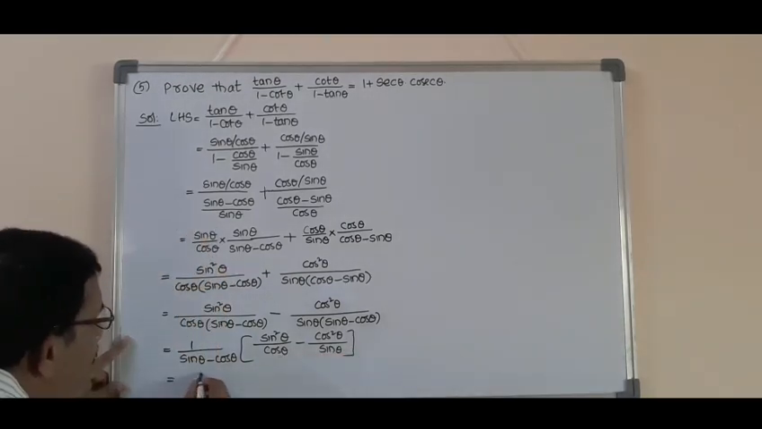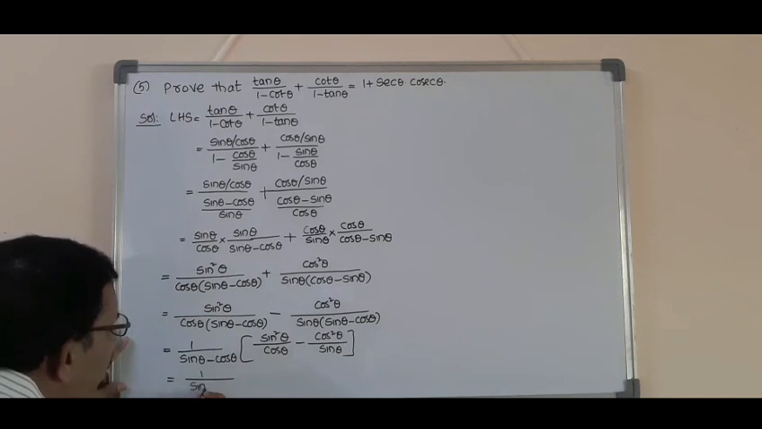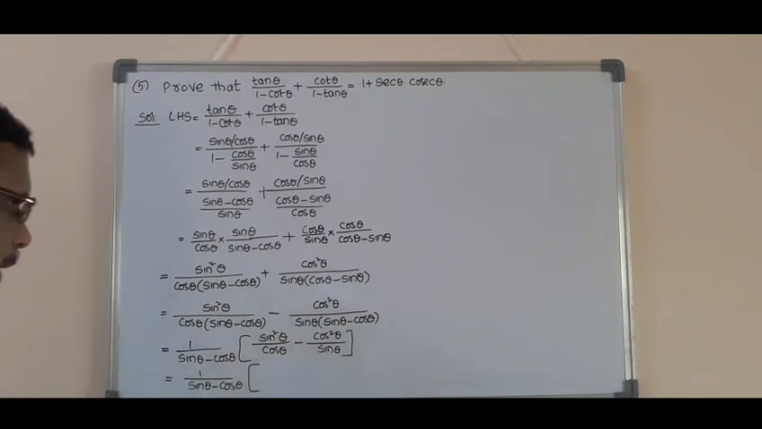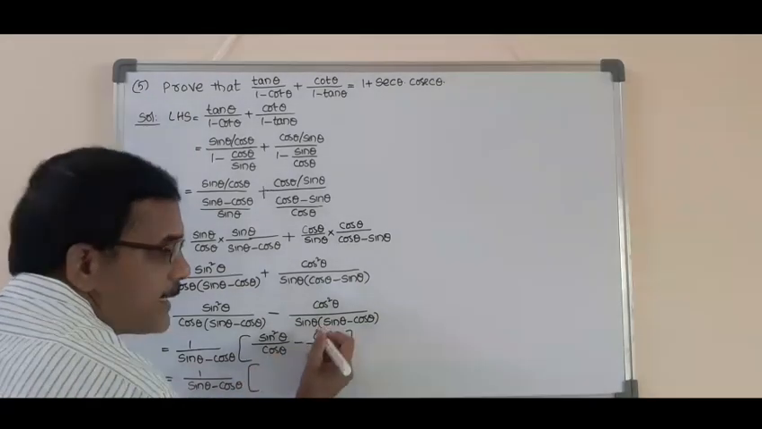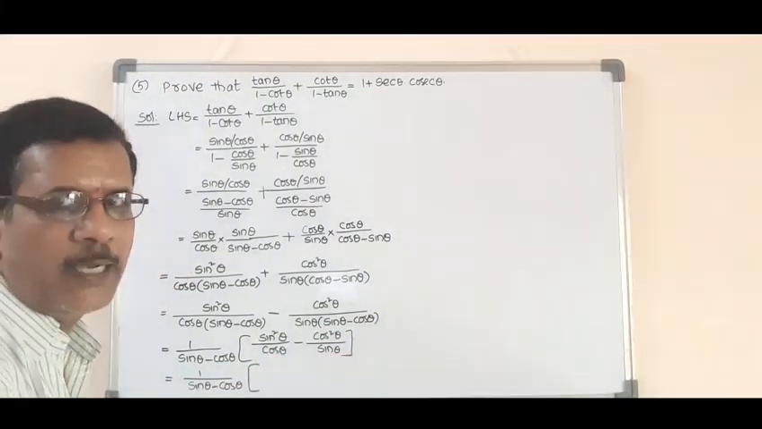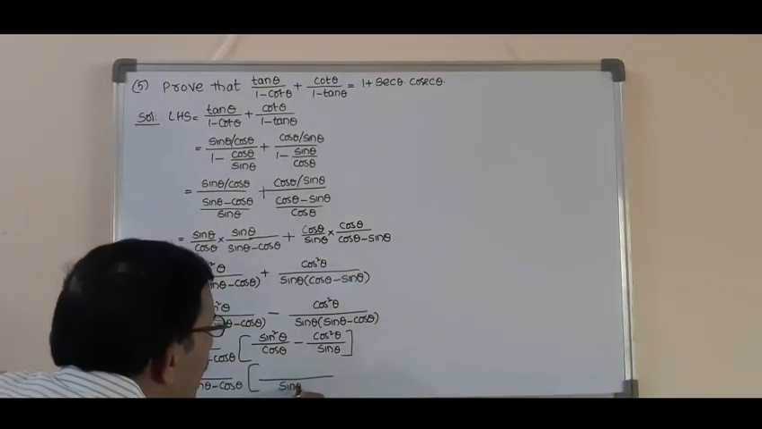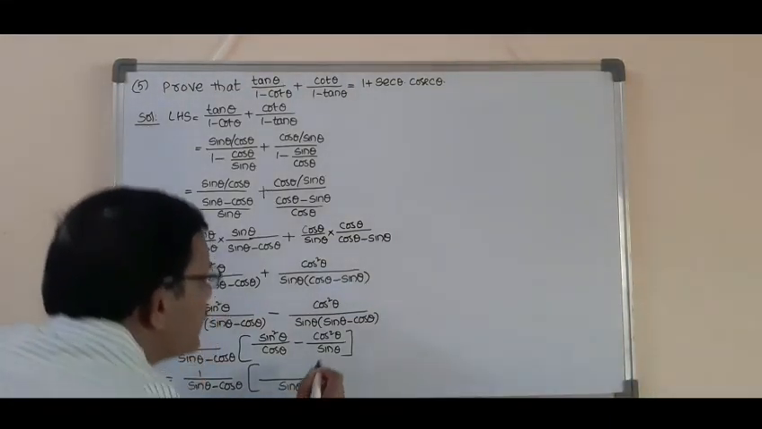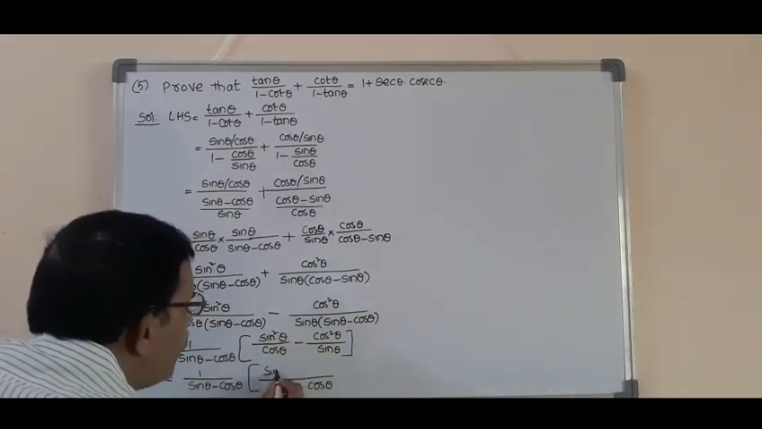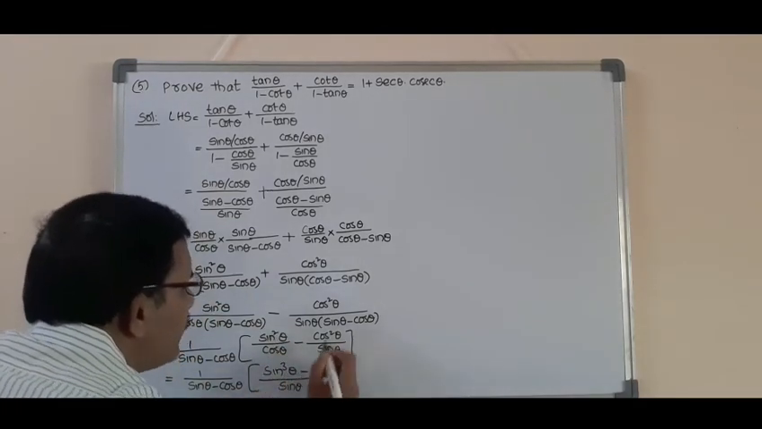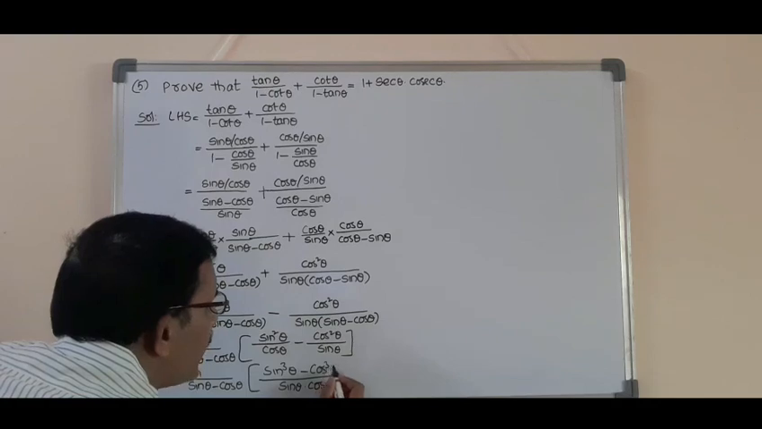This is equal to 1 by sin theta minus cos theta into, it is sin square by cos minus cos square by sin. Denominators are different. So let us take LCM, that is sin theta into cos theta. Sin into sin square, sin cube theta. Cos into cos square, cos cube theta.